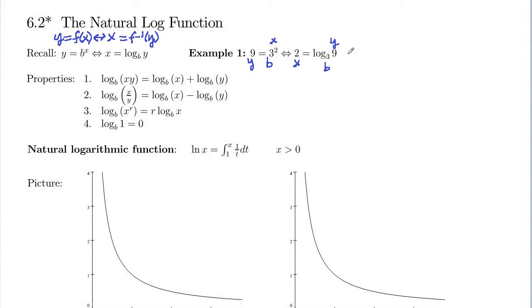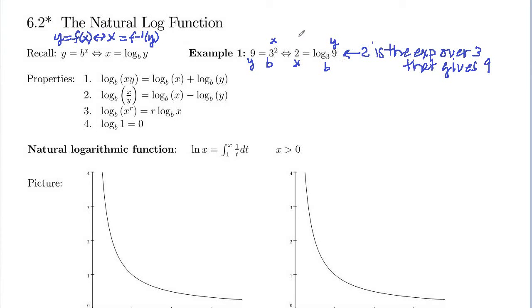Now, I like to read this as: 2 is the exponent over 3 that gives 9. And that helps you remember here that 9 is your input for this, 3 is your base, and then 2 is your x.